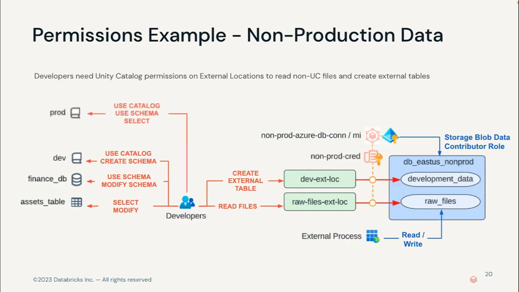Last thing I show is just developers, you might want to give them read access to production data. Privileges in Unity Catalog inherit down. So you can set all three of those privileges, use catalog, use schema, and select. You can set them up on the catalog level, and they will cascade down and give users access to everything below it.